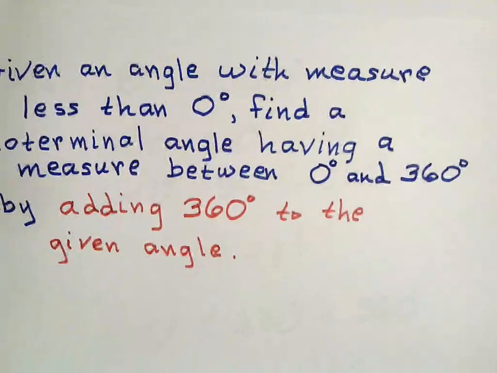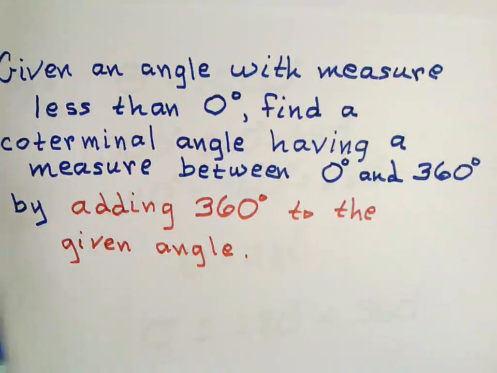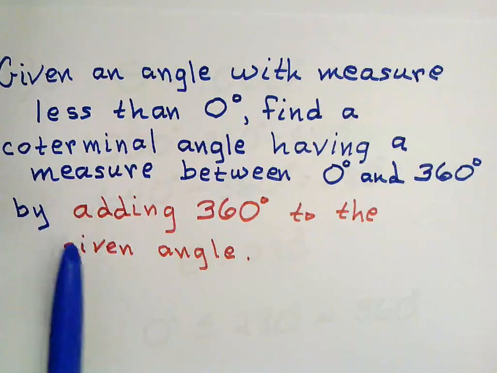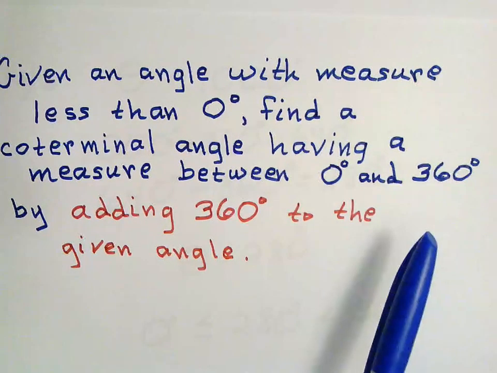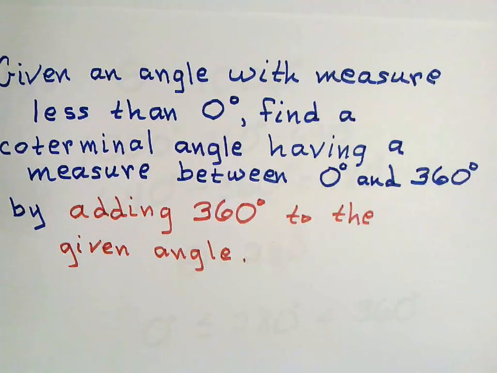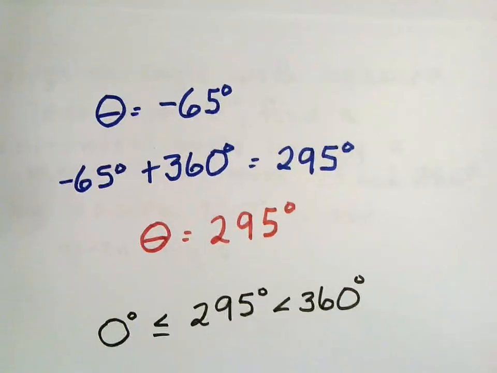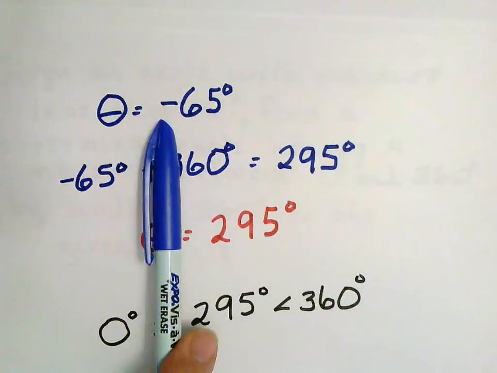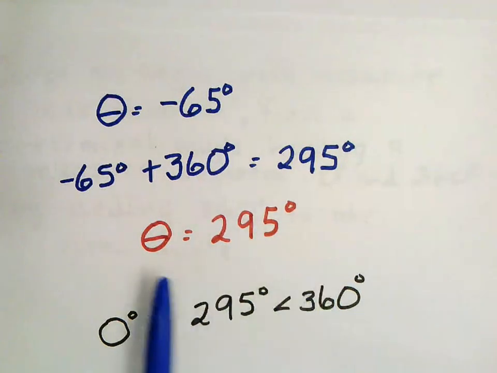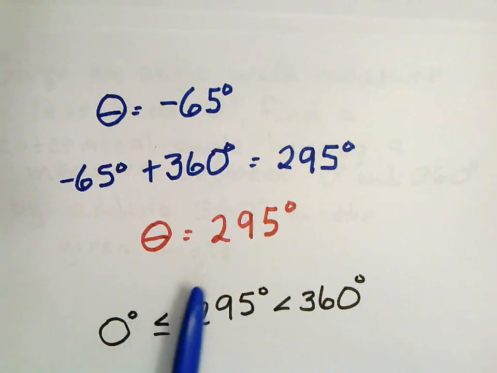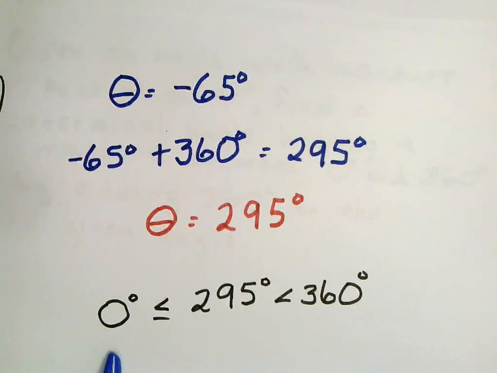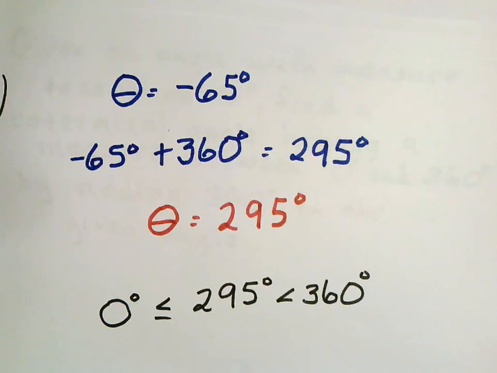Let's also review this. Given an angle with measure less than 0 degrees, find a coterminal angle having a measure between 0 degrees and 360 degrees by adding 360 degrees to the given angle this time. So we're going to add. Look at this example. Here our theta is less than 0 degrees, so we're going to add 360 degrees. Here we get 295 degrees. Our answer, the coterminal angle, will be 295 degrees, and 295 degrees is between 0 degrees and 360 degrees, which was the stipulation.